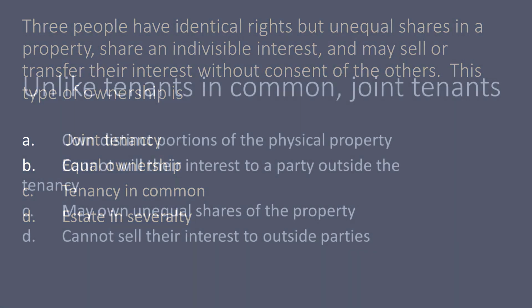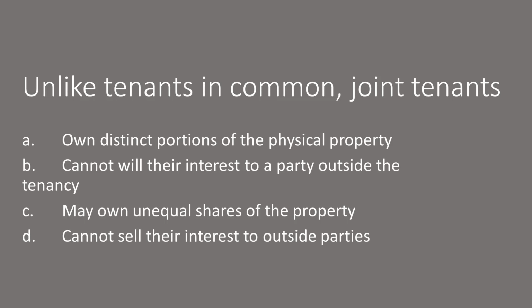Question number 3. Unlike tenants in common, joint tenants, A, own distinct portions of the physical property. B, cannot will their interest to a party outside the tenancy. C, may own unequal shares of the property. Or D, cannot sell their interest to outside parties.